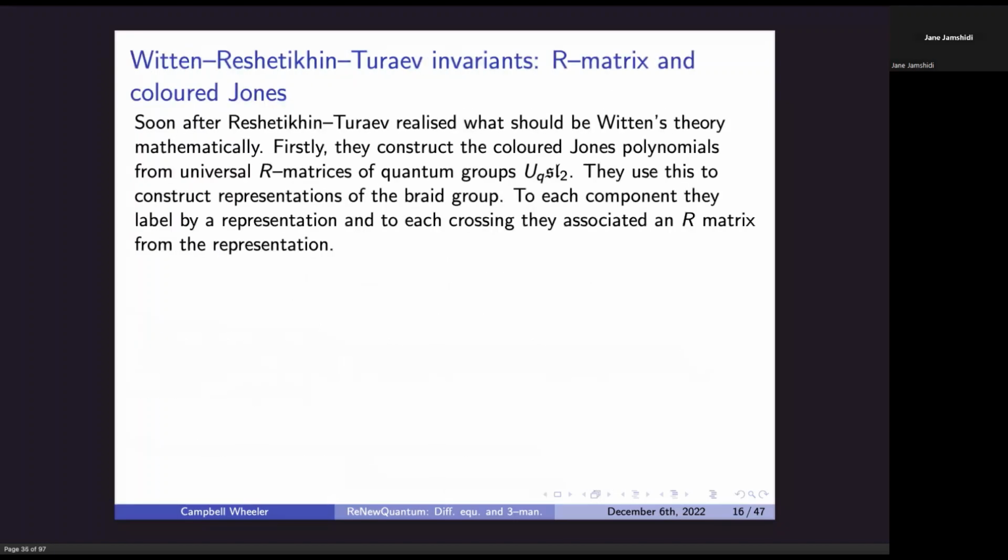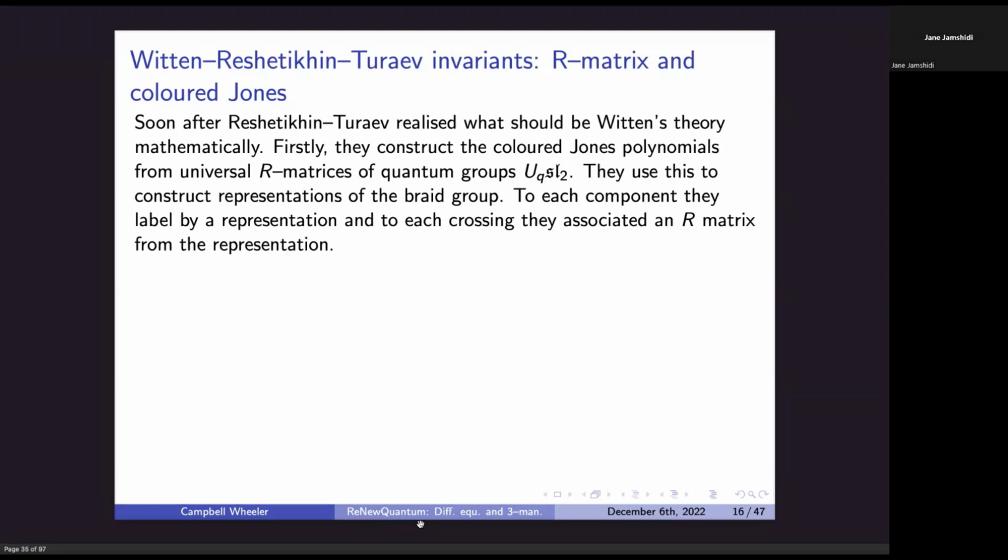Okay, here I've written SL2C, but this should be SU2 at the moment. Witten introduced many of these ideas, and then Reshetikhin and Turaev realized this mathematically using quantum groups. In particular, they took quantum SL2 and used Drinfeld's R-matrices as the basic building block to construct invariants of links.